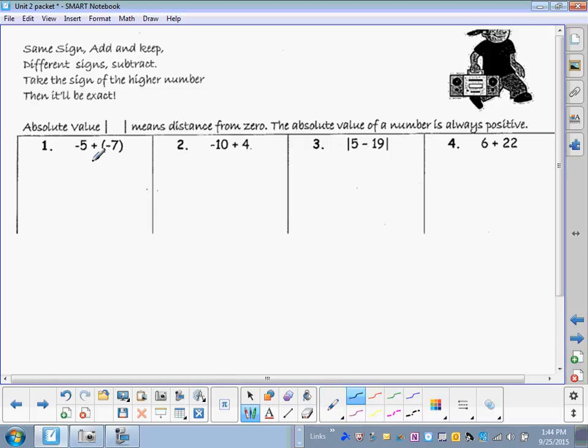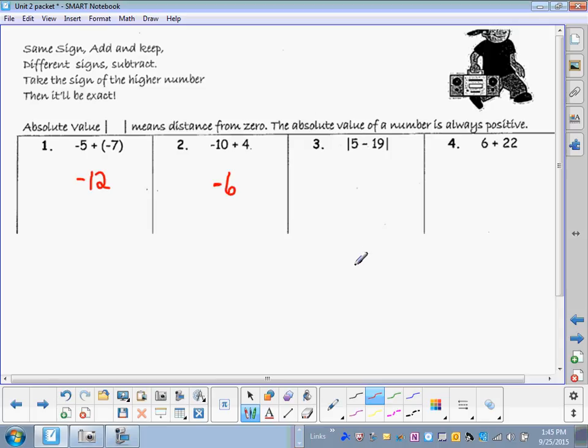Number 1, -5 plus a -7. The same sign, you add and keep. So they're both negative, and we're adding them, so it's a -12. Let's try number 2, -10 plus 4. Different signs, subtract, and take the sign of the higher number. So 10 minus 4 is 6, and the higher number has a negative sign, so it's -6.